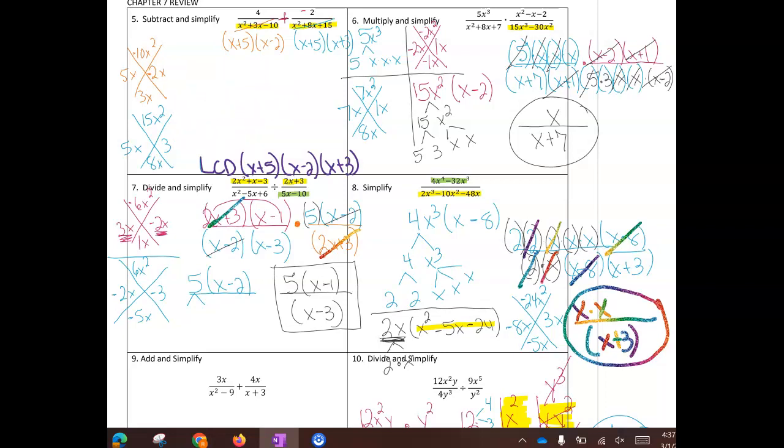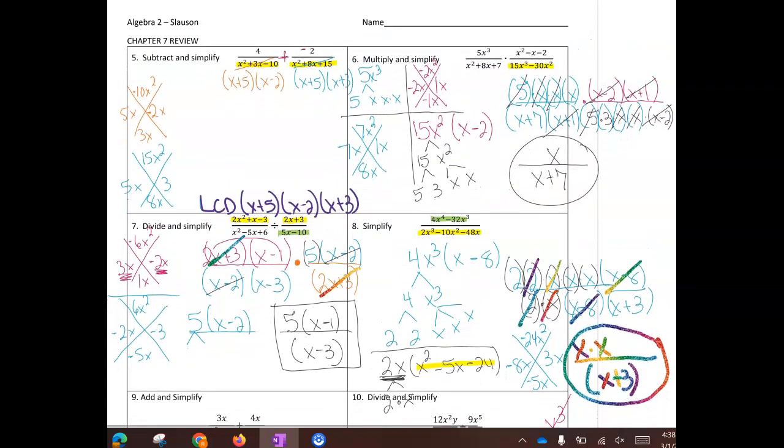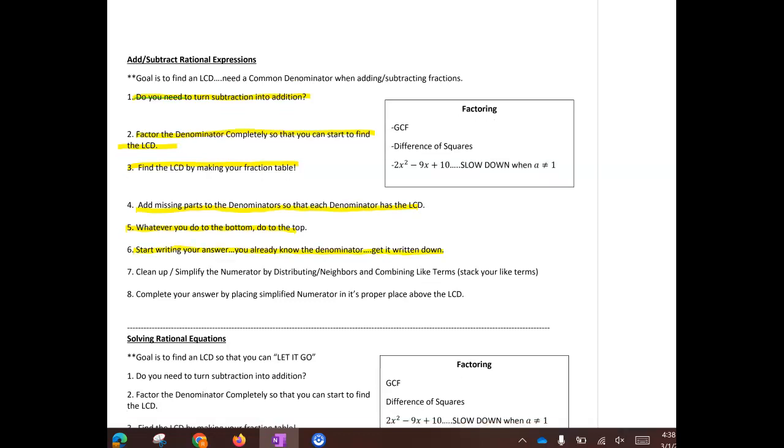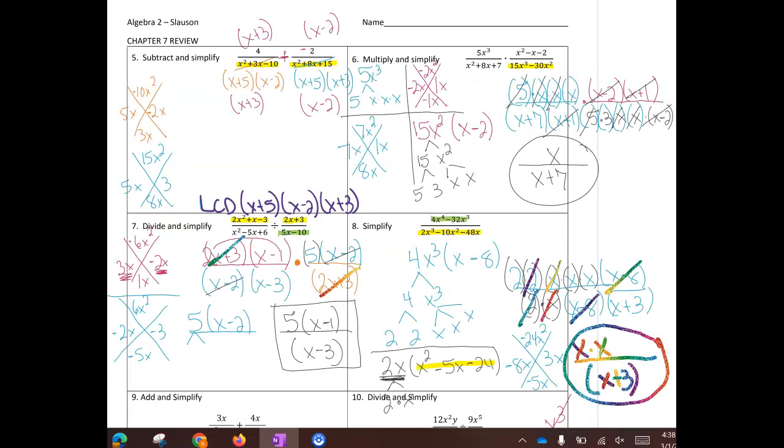All right, the first fraction is missing an x plus 3. The second fraction is missing an x minus 2. Now, whatever I did to the bottom, I'll do to the top. Going back to my takeaways page, we can start writing our answer because we already know the denominator, so let's get it written down. All right, so my answer will be, as far as getting my final answer written down, here. So I'll have my common denominator.